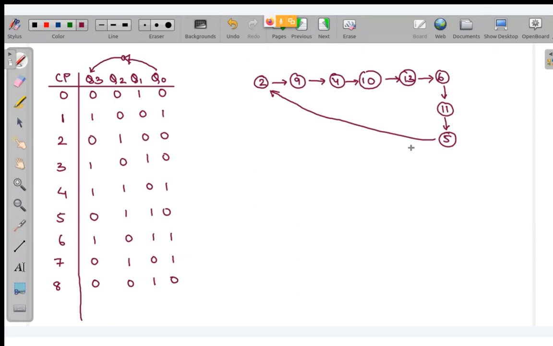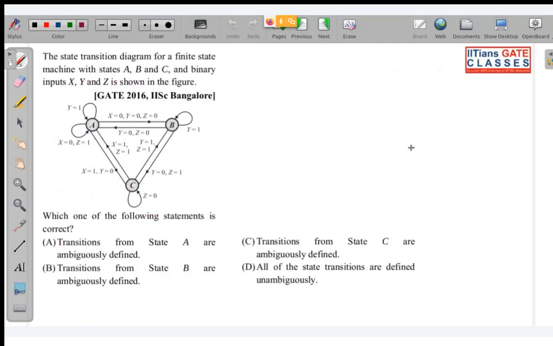So you initialize with any value, it is up to you. You can initialize it with any value, but still you will get a maximum of 8 unique states. Okay, now we have a few questions. Very good questions I have taken.